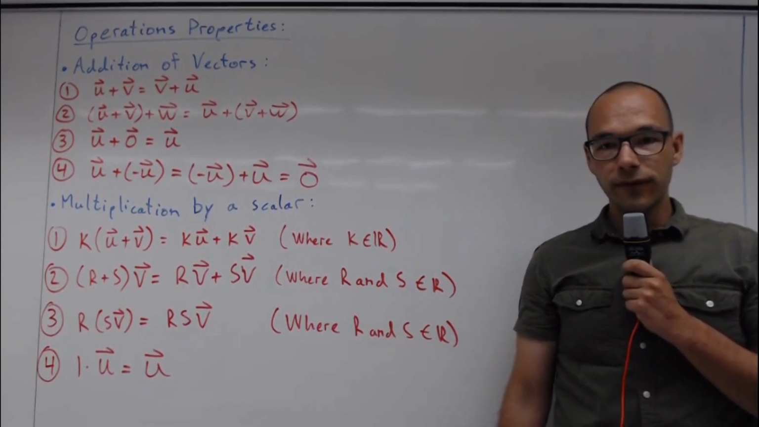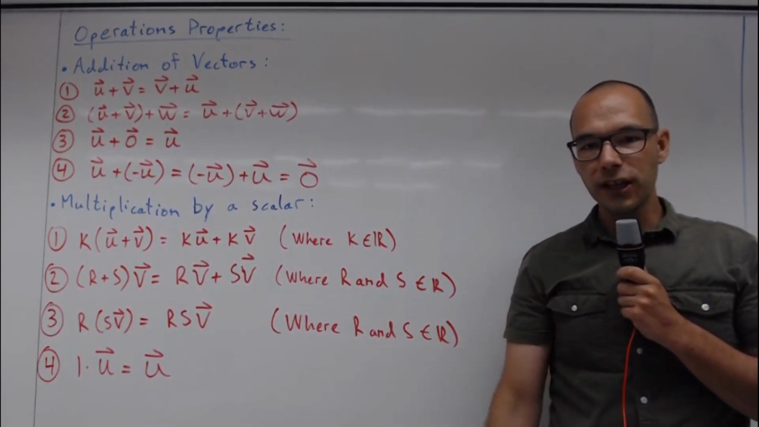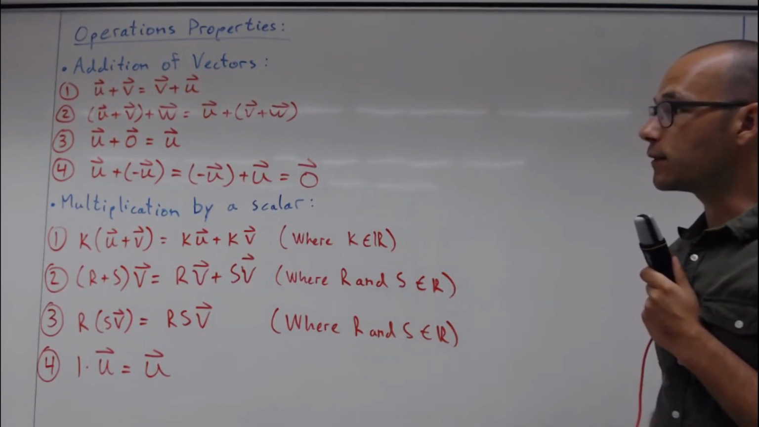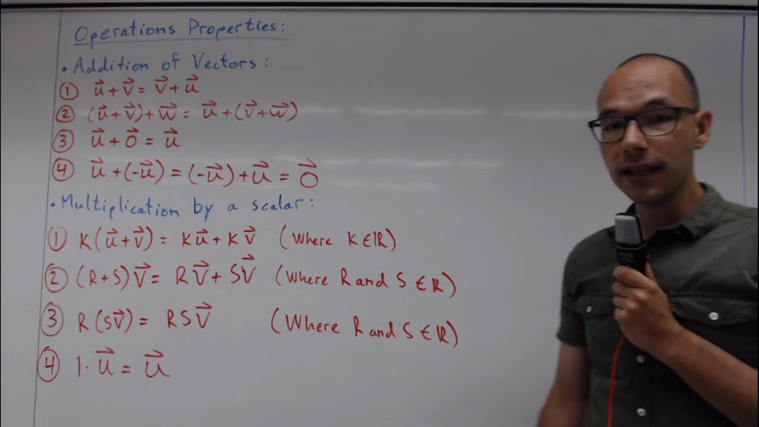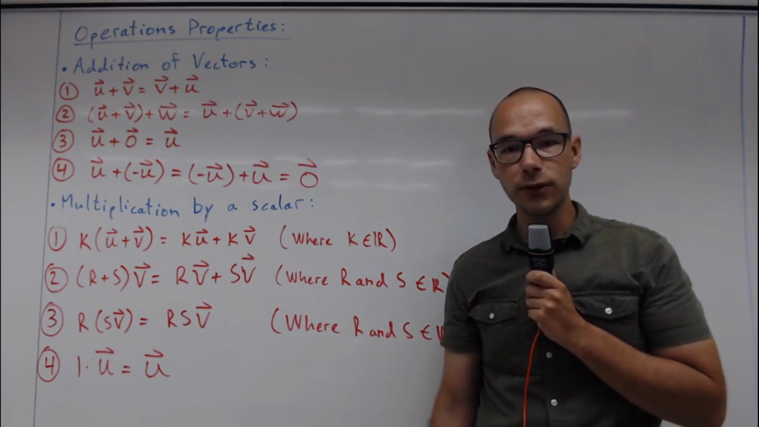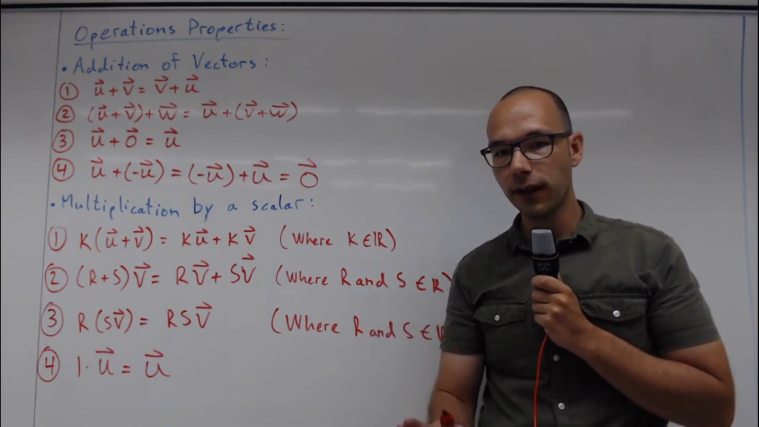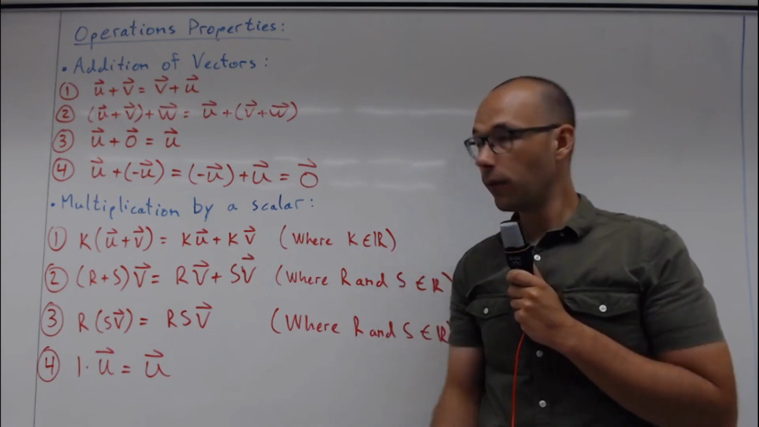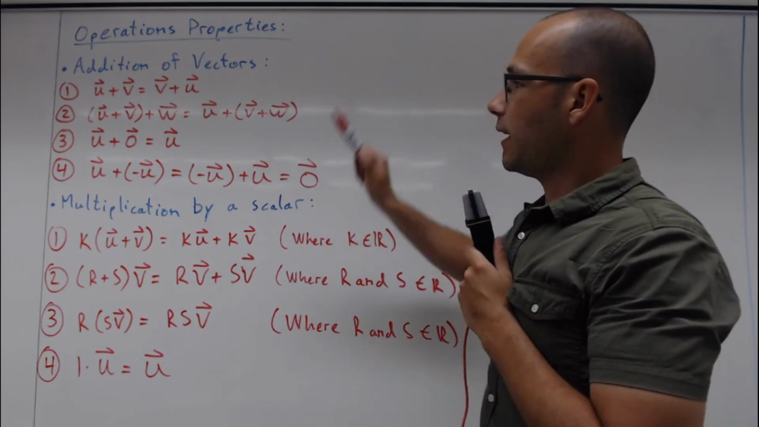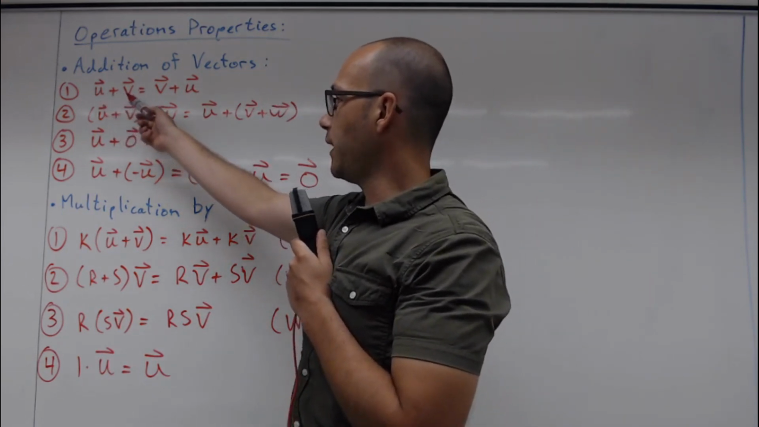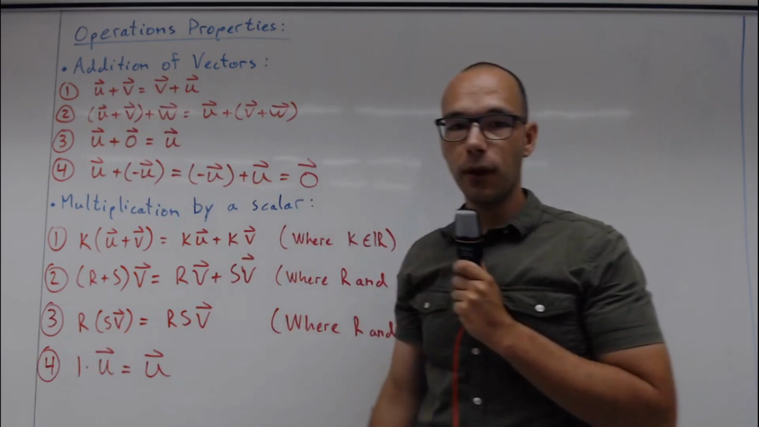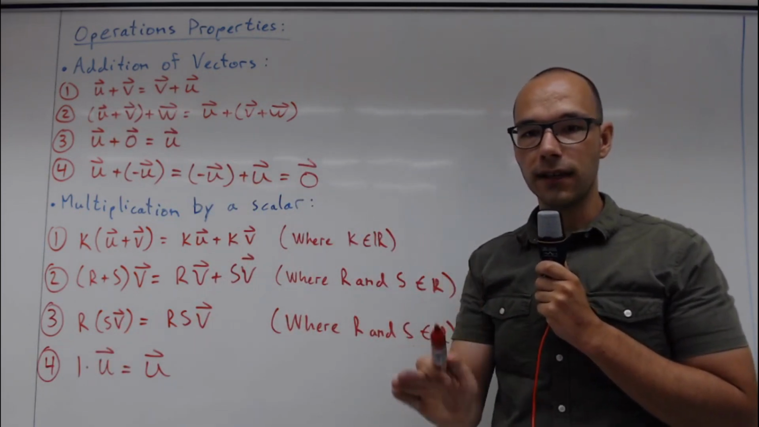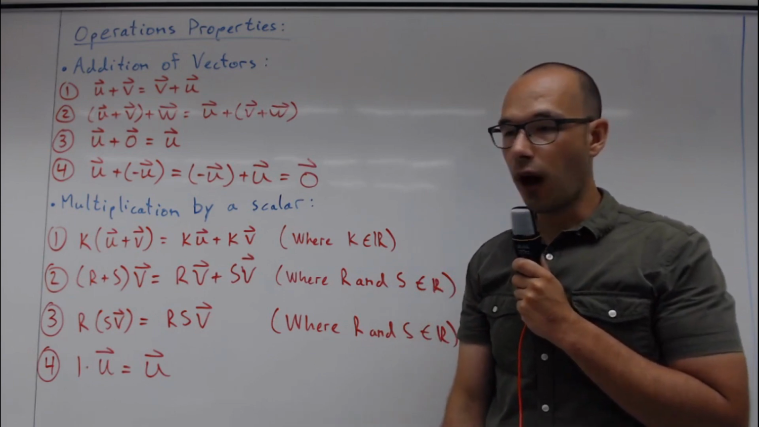Okay, now that we've done a few new operations, we have to look at the operations properties. It's really similar to the properties with numbers, but we have to be careful here because we're dealing with a new math object. Addition of vectors: if you have u plus v, you can also do v plus u, and it will yield the same result. So that's good for the first property.